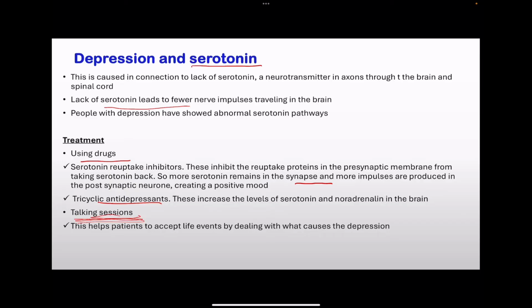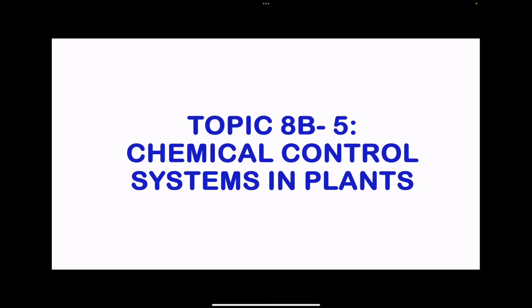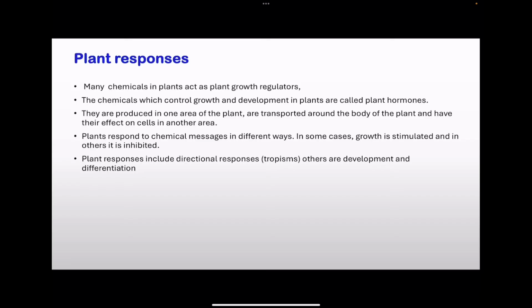Next we go to topic AB5, chemical control systems in plants. Plants respond to chemicals. These are usually growth regulators. These control the growth as well as the development in plants. Sometimes they're called plant hormones.